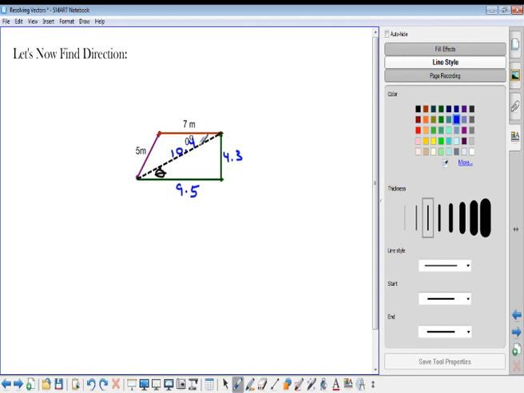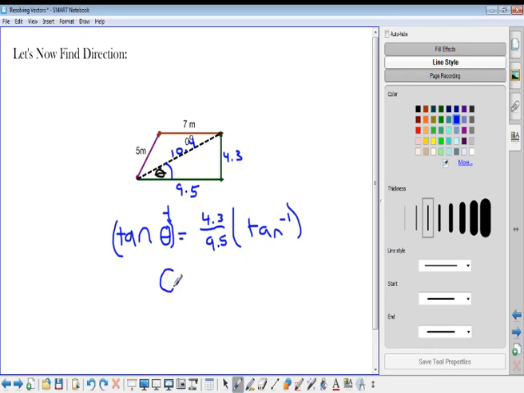You've got a whole bunch of options here. So I'm going to use the option the book uses, just to be consistent, where I'm going to find the tangent of this angle. And I'm going to use tangent because I've got the opposite, which is the y component, and the adjacent, which is the x component. So I'm going to have the tangent of theta equals 4.3 divided by 9.5. I'm going to inverse tangent both sides. And what I find here is that theta ends up being 24.4 degrees.